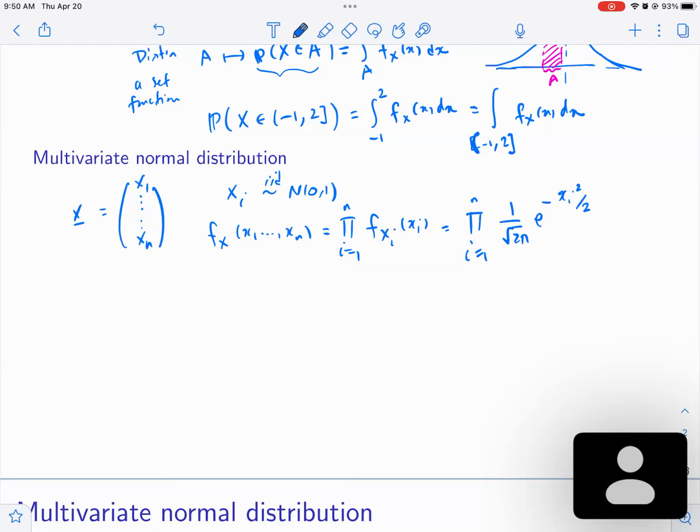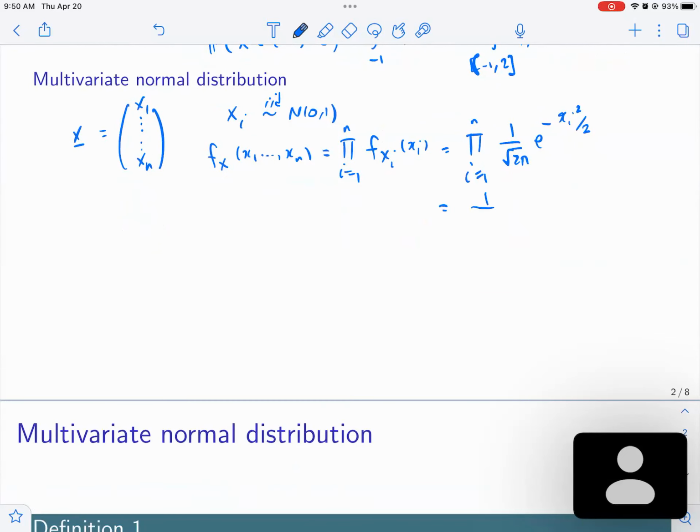So how would it look when I expand it? This would be 1 over (2 pi) to the n over 2, times e to the negative summation of xi squared over 2. So you get 1 over (2 pi)^(n/2) times e to the negative norm of x squared over 2. That's the PDF of this vector X. So it's proportional to e to the negative of the norm of x squared.